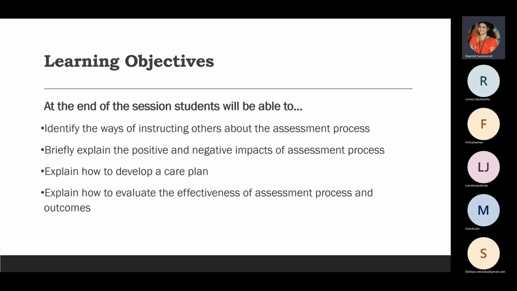And then we can see how we can evaluate the effectiveness of the assessment process and outcomes, right? So how can you tell that your assessment, and the outcome on your patients with that assessment, is effective or not? Those things we need to evaluate, right? So these are the learning objectives of today's session.